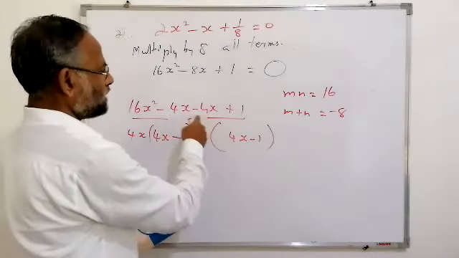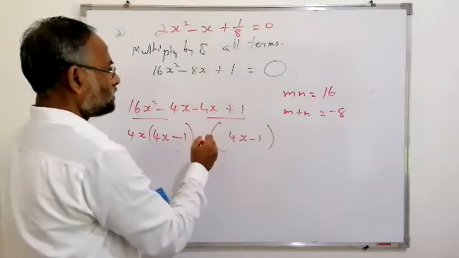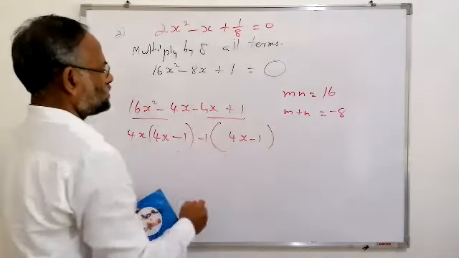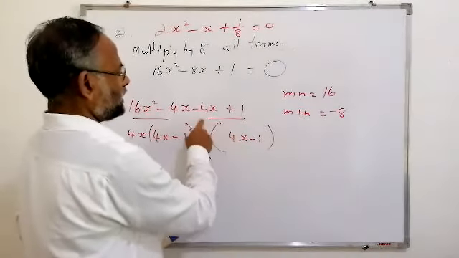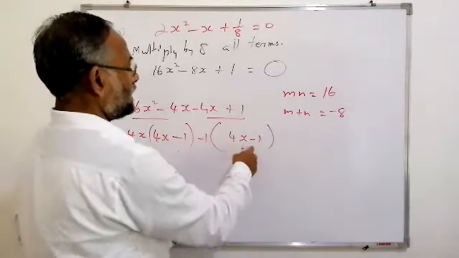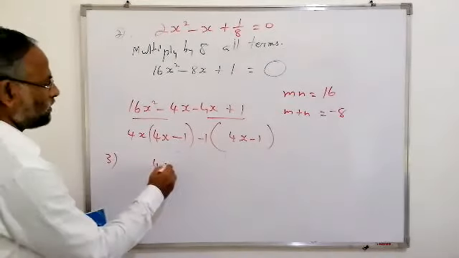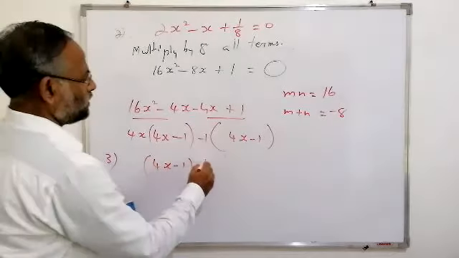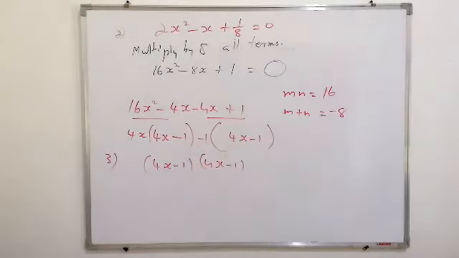Take 4x minus. Don't say minus only, minus 1. Minus 1 into 4x, minus 1 into minus 1, exactly the same thing. That means 4x minus 1 into 4x minus 1. The roots are repeating, doesn't matter. Let them repeat. The roots are repeating roots.